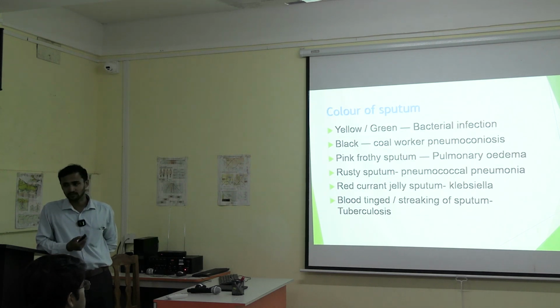Then the color of the sputum. Yellow or green color indicates bacterial infections. Black color is seen in coal workers, who might be exposed to pneumoconiosis. Pink sputum is seen in pulmonary edema. Rusty sputum is seen in pneumococcal pneumonia. Red currant jelly sputum is seen in Klebsiella infection. Blood tinge or streaking of sputum is seen in tuberculosis. So these are certain colors of the sputum which might indicate certain infections, not provisional but definite.